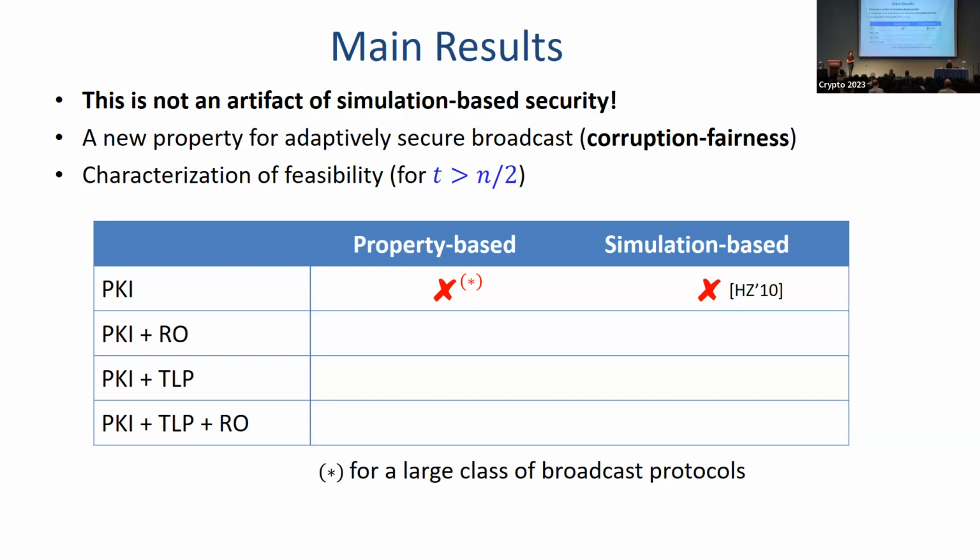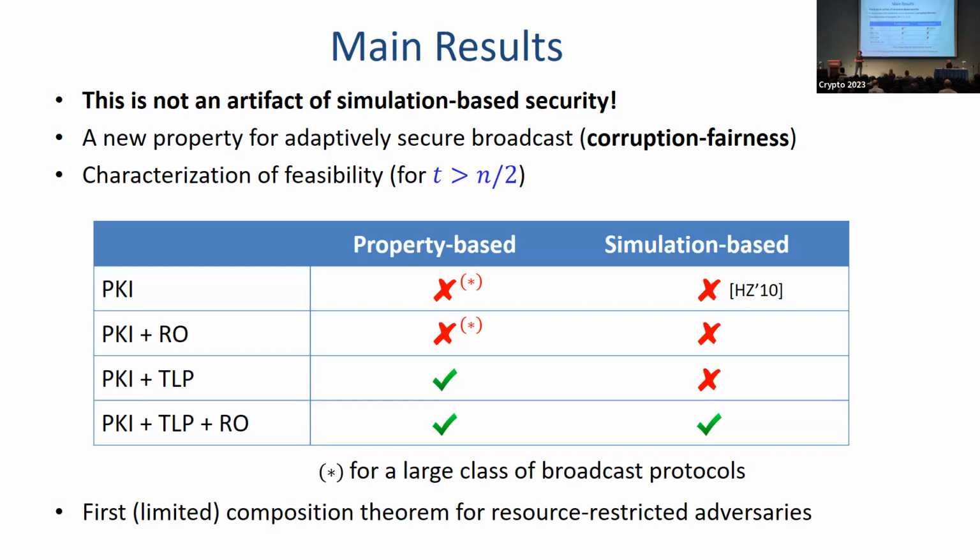So here, Zika showed that we cannot get the simulation-based definition. We showed that the property-based definition can also not be captured, at least in a large class of protocols. This class captures all of the existing protocols we have in the literature so far. And we showed that also random oracle won't help in achieving it. If we have a time lock puzzle, interestingly, we can get the property-based definition, but we cannot get the simulation-based one. And if we have both a time lock puzzle and a programmable random oracle, we can get a simulation-based adaptively secure broadcast. Now, along the way, we also prove something that I find very interesting, a composition theorem that captures objects that deal with resource-restricted adversaries, like a time lock puzzle. And we captured that in the complexity-based definition of time lock puzzles. So that's something very subtle and interesting.